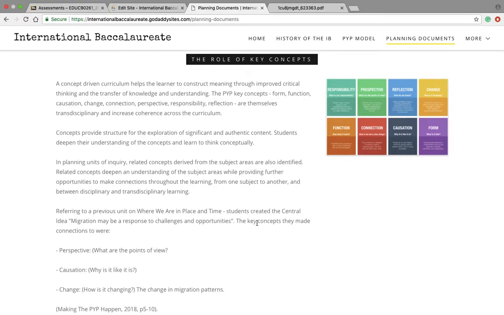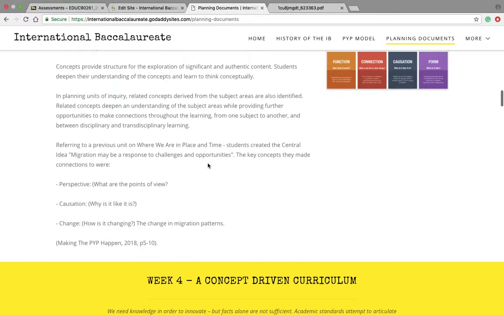Referring to a previous unit on where we are in place and time, students co-created the central idea: migration may be a response to challenges and opportunities. The key concepts they made connections to were perspective, what are the points of view; causation, why it is like it is; and change, how is it changing.